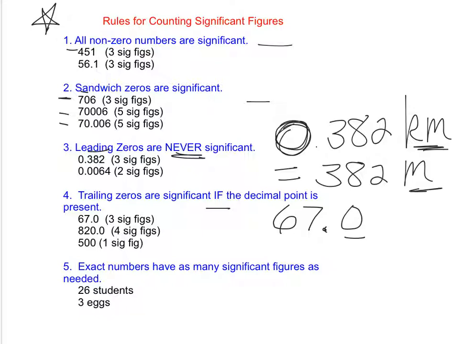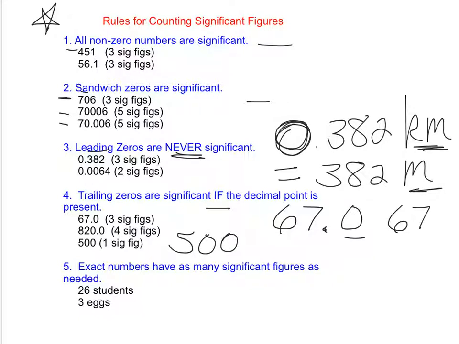If you just had 67, then that is two significant figures. You don't have equipment that is precise enough to measure to the tenths place and be able to get that last digit there. So the zeros are significant if the decimal point is present. If a decimal point's not present, then it is not significant. So again, let's look at the difference here.